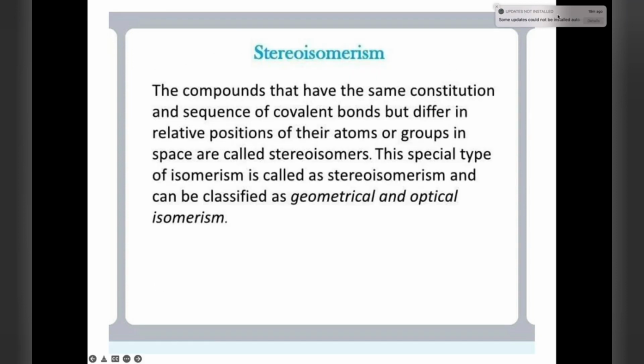Now, stereoisomerism. The compounds that have the same constitution and sequence of covalent bonds but differ in relative positions of their atoms or groups in space are called stereoisomers. So, this is a special type of isomerism, and it can be classified as geometrical and optical isomerism. So, the constitution will be the same, and they differ in the positions of atoms or groups in space.